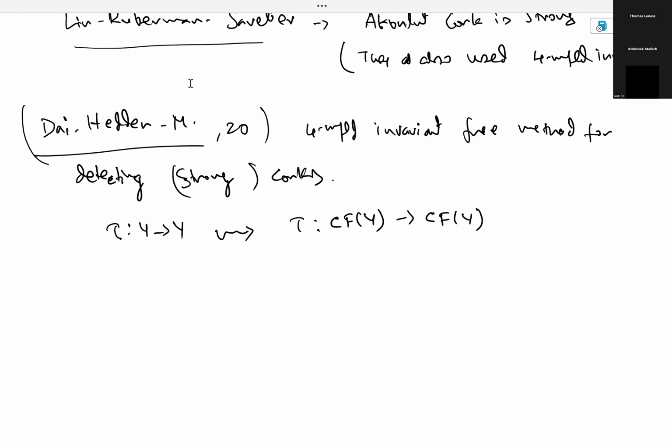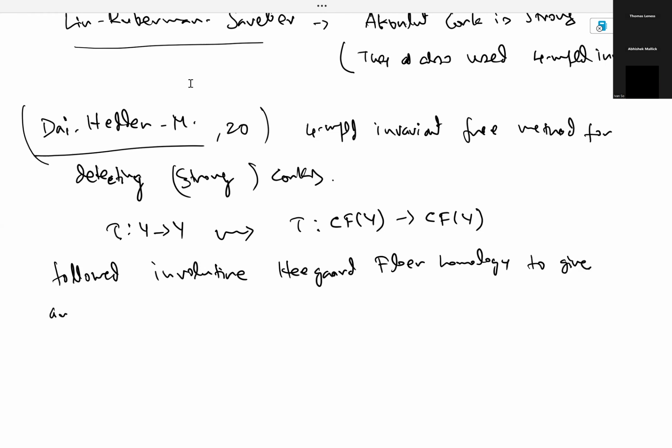So what we did is that we followed involutive Heegaard Floer homology to give an invariant, and that sort of looks like certain pairs of equivalence classes. Consider the pair of the Floer chain complex with the action of the diffeomorphism, and then you quotient out by a certain equivalence relation.